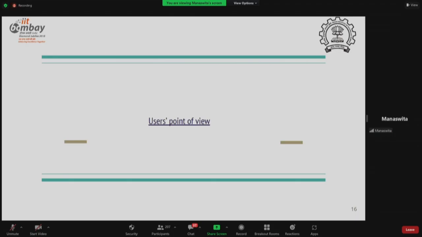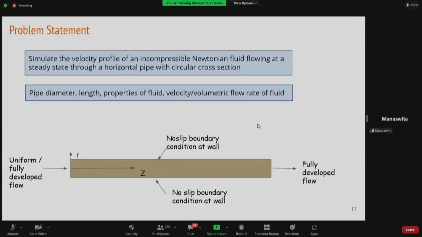Now, coming to the user's point of view, how do we define a problem? Now we will define a problem and we will solve it. So the problem definition is: simulate the velocity profile of an incompressible Newtonian fluid flowing at a steady state through a horizontal pipe with circular cross section.